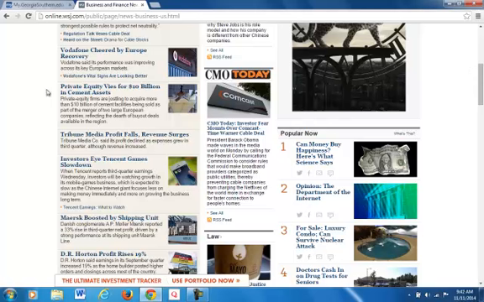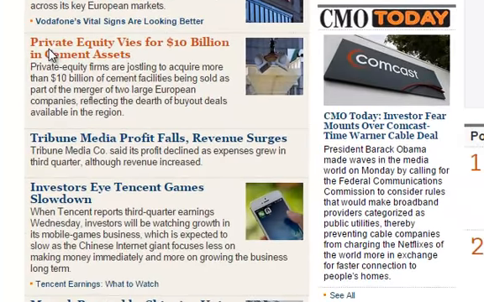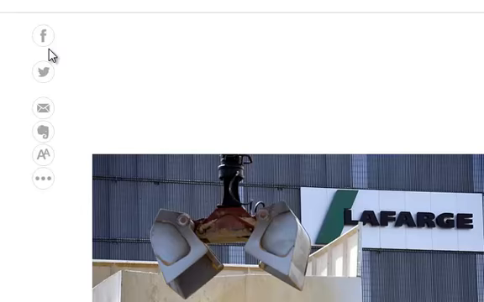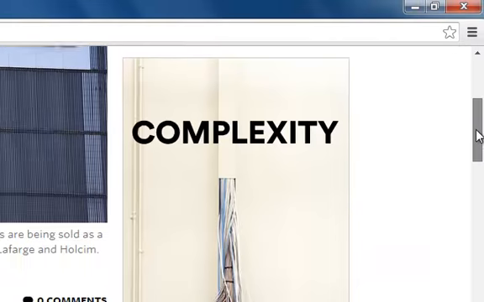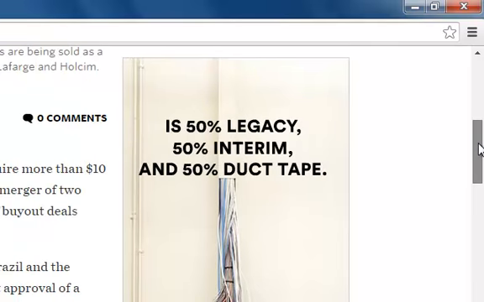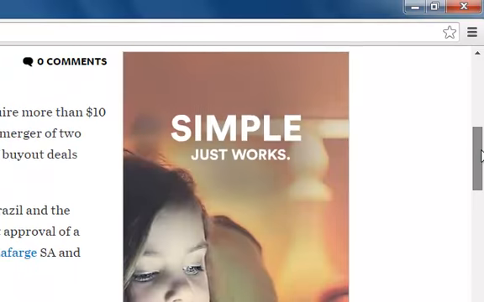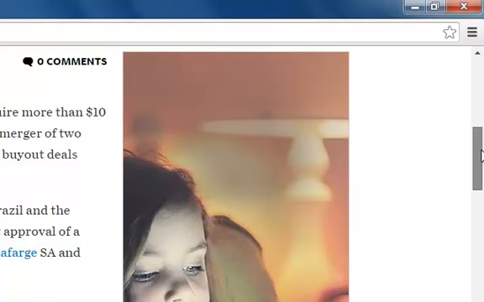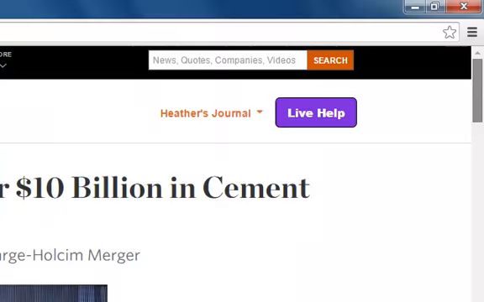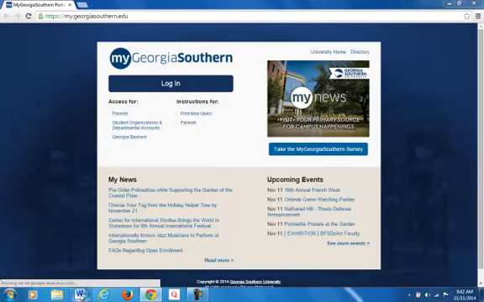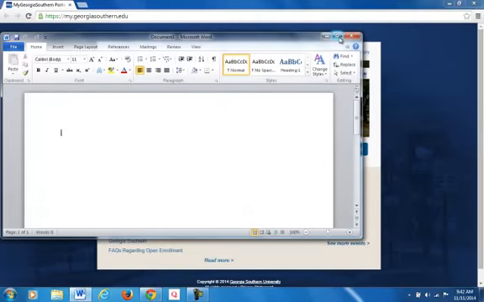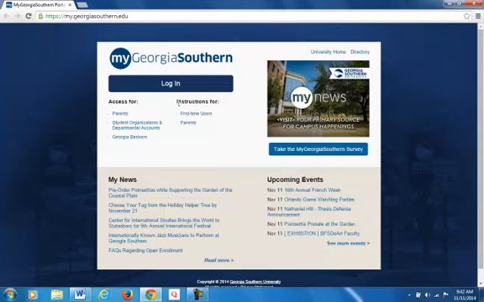I see one article about private equity buys for $10 billion in SEMA assets, so I'm opening that article. The article is from London, and it looks like private equity firms are trying to acquire the assets as part of a merger. So this looks like a topic that I would use. I'm now opening a Word document so I can copy and paste the link to the article.